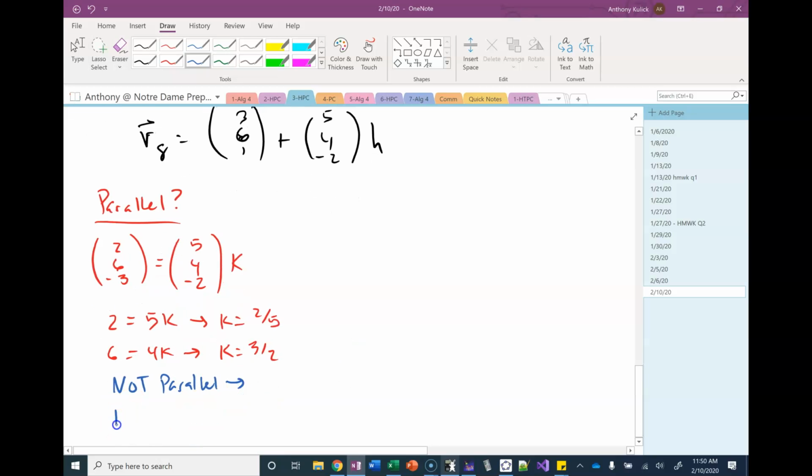That means we're either intersecting or non-parallel, non-intersecting. Okay with that? So the next thing we'll do is I'll check to see if they're intersecting.